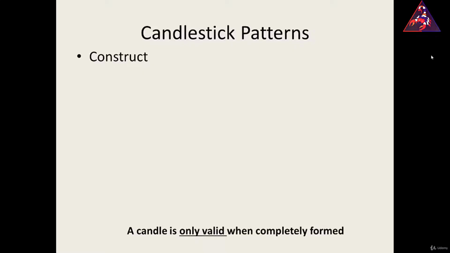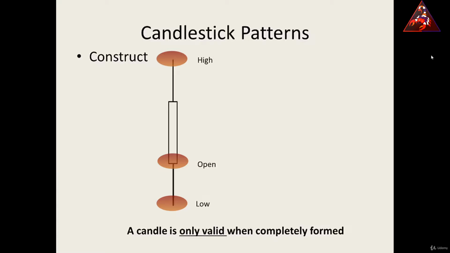So the construct of a candlestick. We're only going to concern ourselves now with Japanese candlestick. So the candle has an opening level. It will trade and create a low. It will also trade up and create a high. And at the end of the specific time period, it will form a close. And the candle itself is only valid when it is completely formed.